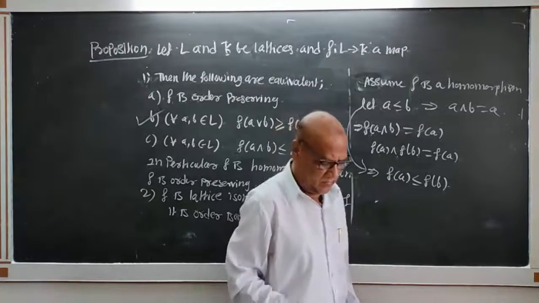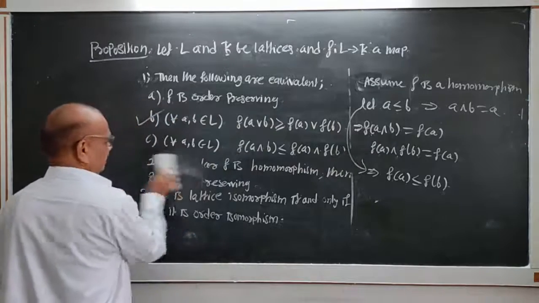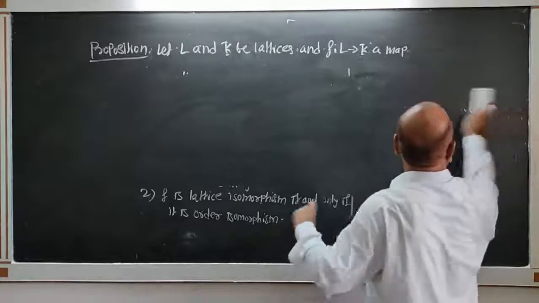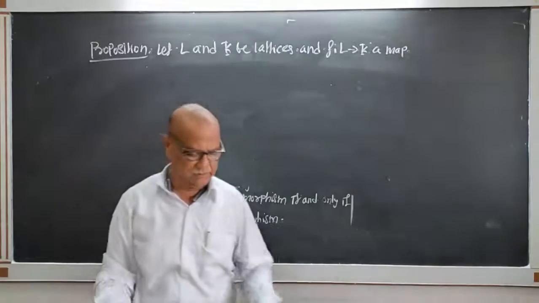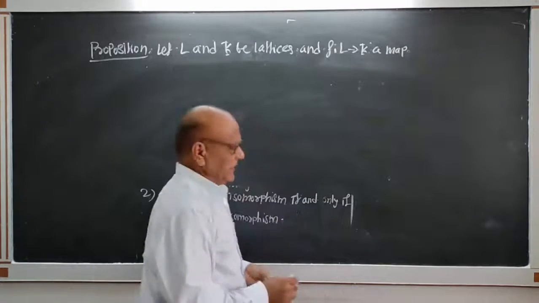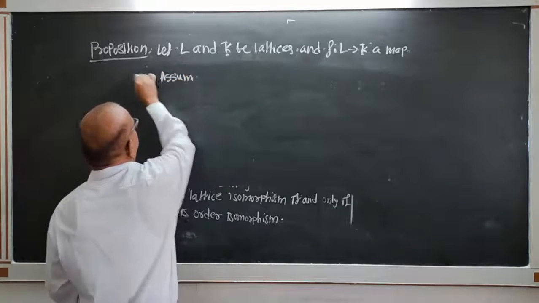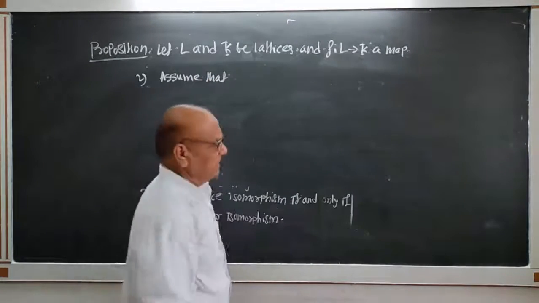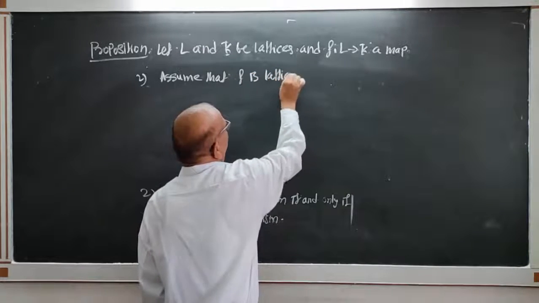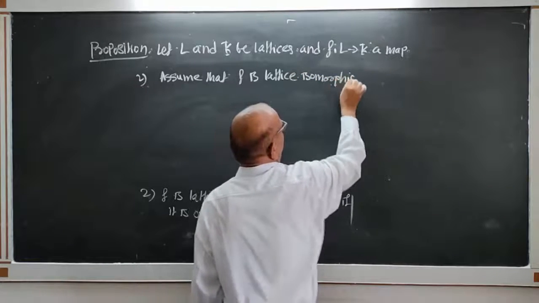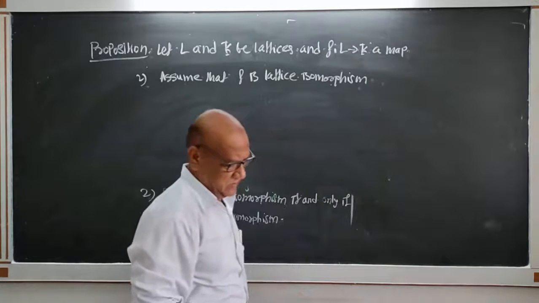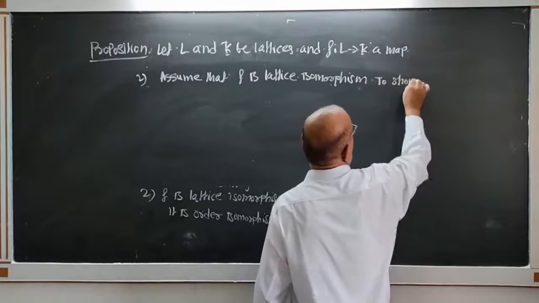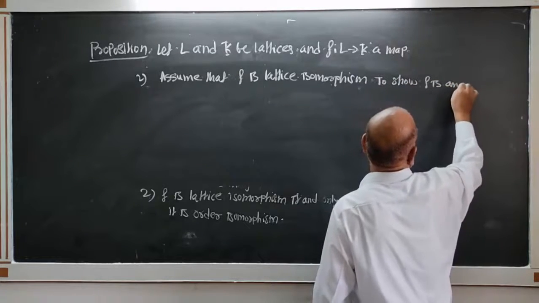Okay. Now, the second result. Assume that f is a lattice isomorphism, and we want to show that f is an order isomorphism.